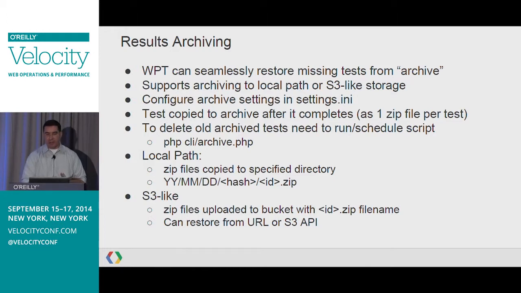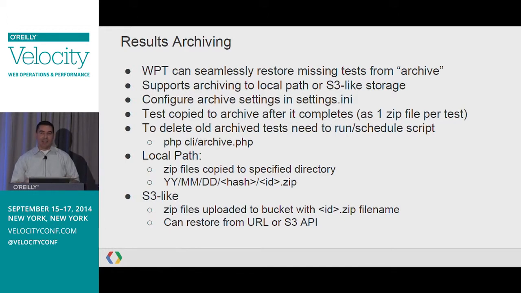So in the WebPagetest UI, if a test isn't available locally, there are a couple of configs you can set in settings.ini for archiving. It can archive to S3 or to a local path. When a test isn't available locally and it goes to get the test result, it'll look at the archive config and check whether that test is in the archive, and if so, restore it. So archived tests are completely transparent to the end user, and whenever they're accessed, they get pulled back out of the archive and made available.